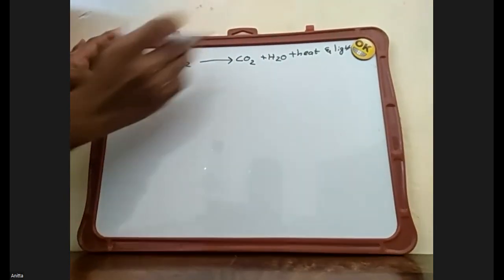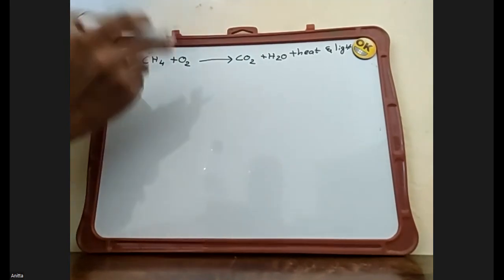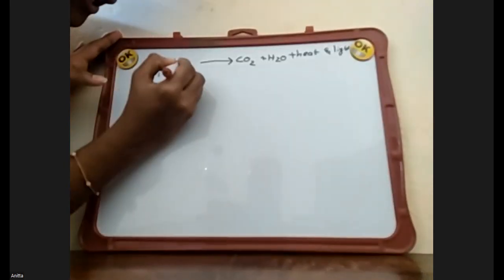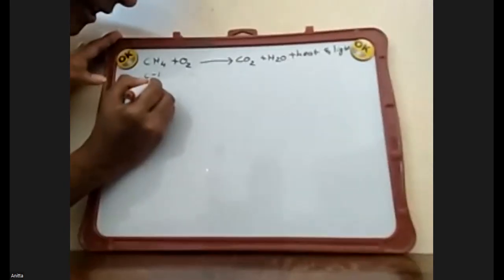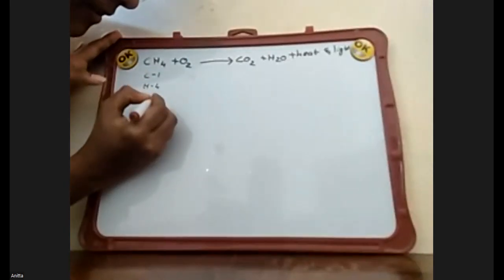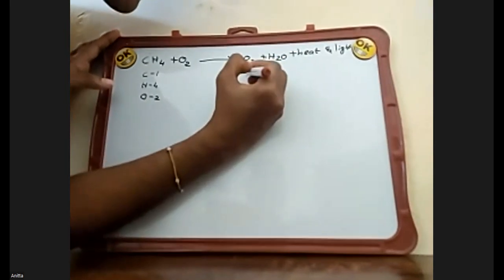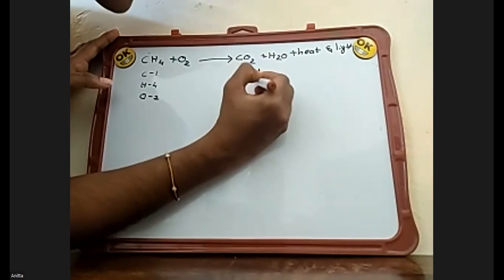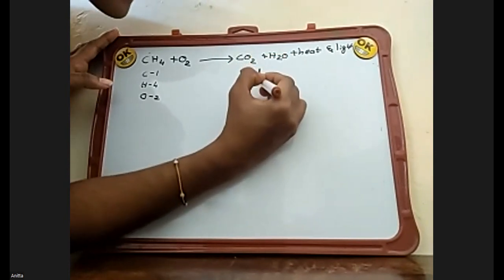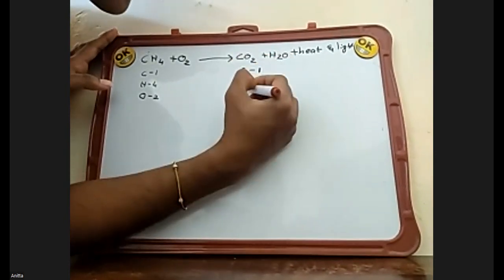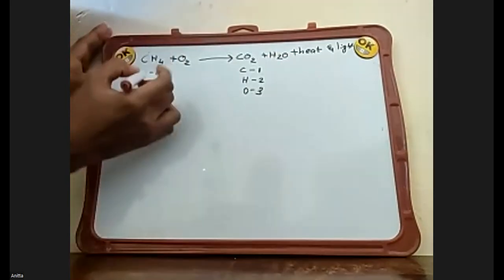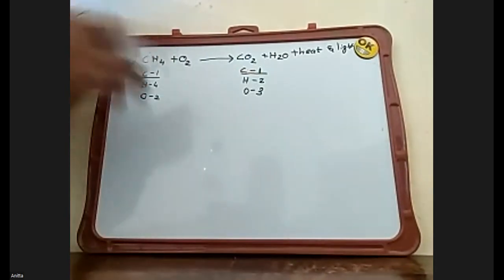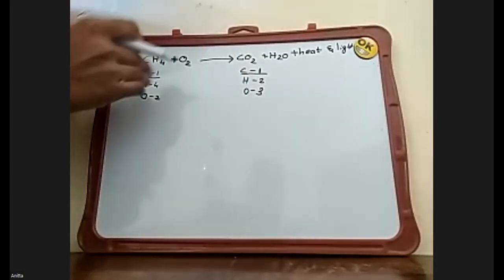So we check both sides for carbon, hydrogen and oxygen. Here, how many carbon? Only one carbon. How many hydrogen? 4 hydrogen. Oxygen 2. This side, how many carbon? 1 carbon. This side, how many hydrogen? Only 2 hydrogen. And how many oxygen? 3 oxygen. First we check carbon on both sides. Here 1 carbon and here also 1 carbon. So carbon on both sides is balanced.